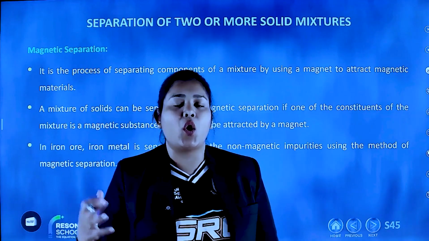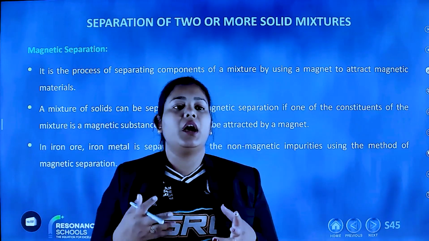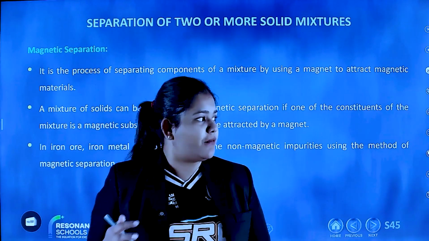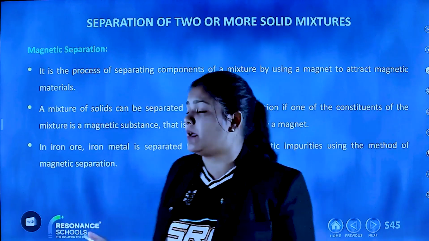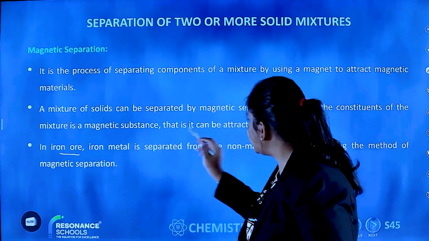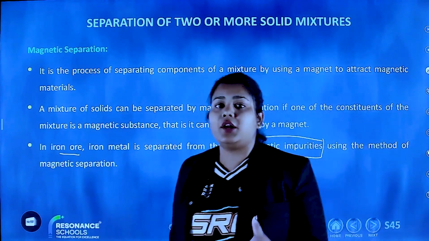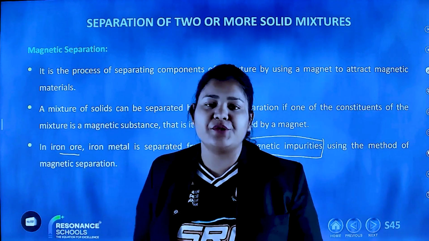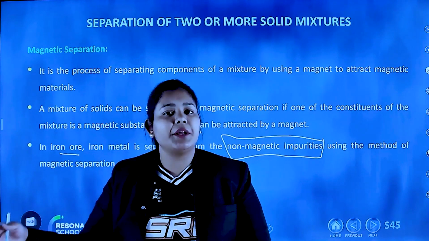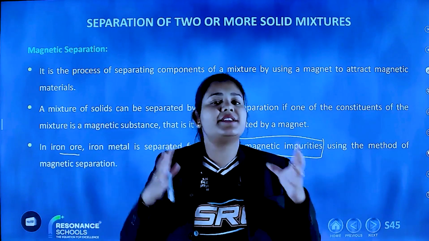Pebbles, sand, all these things also come with the ore. So iron ore means the mineral which contains a large amount of iron as well as some amount of impurities. Large amount of iron and some amount of impurities, that is known as iron ore. So in iron ore, iron metal is separated from non-magnetic impurities. So what is iron ore? Iron ore contains iron in large amount as well as some impurities. Iron has a magnetic nature and the other impurities are non-magnetic in nature.